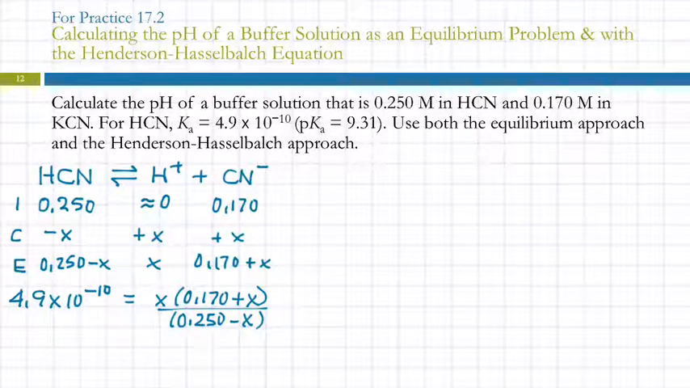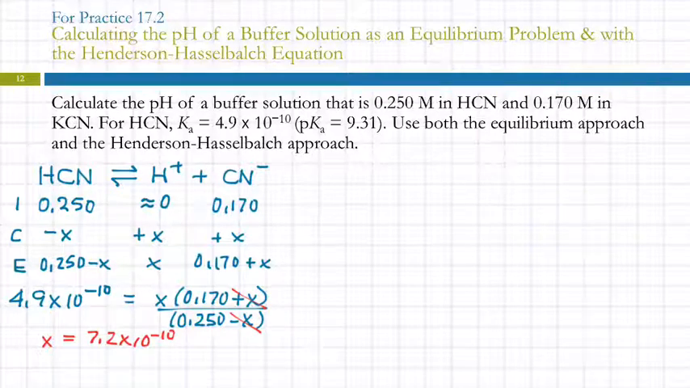And then we do the x is small approximation, right? So we're going to say, well, if those are small, we can just disregard those. And so x is going to be 4.9 times 10 to the minus 10 times 0.25 divided by 0.17. So x equals 7.2 times 10 to the minus 10. Is x small? Yeah, it's really small. I'm not even going to bother checking that one. That's crazy small.